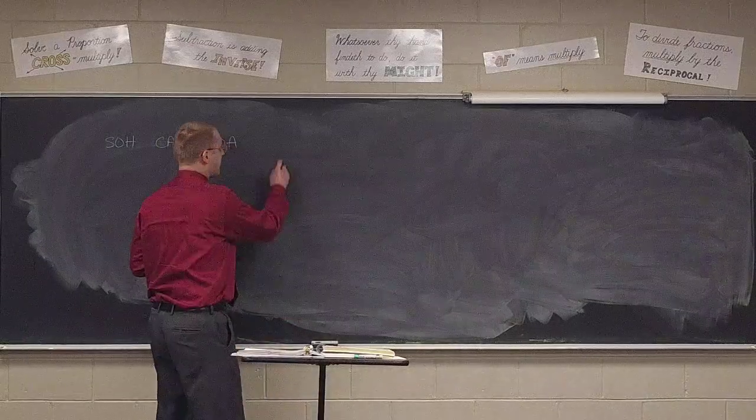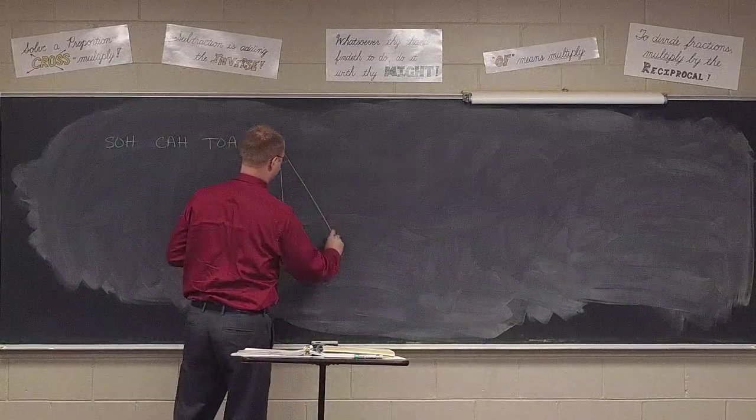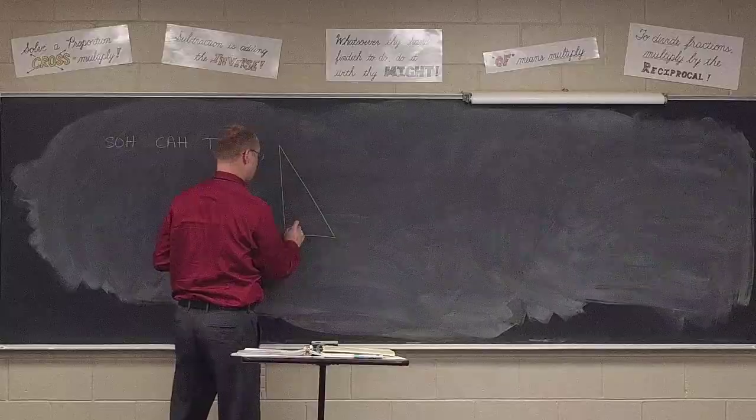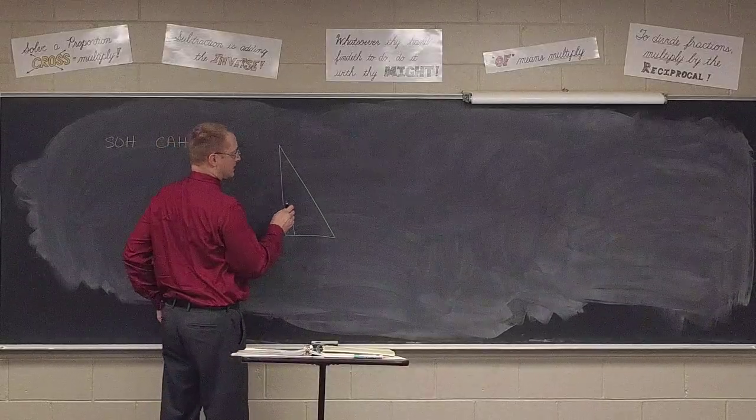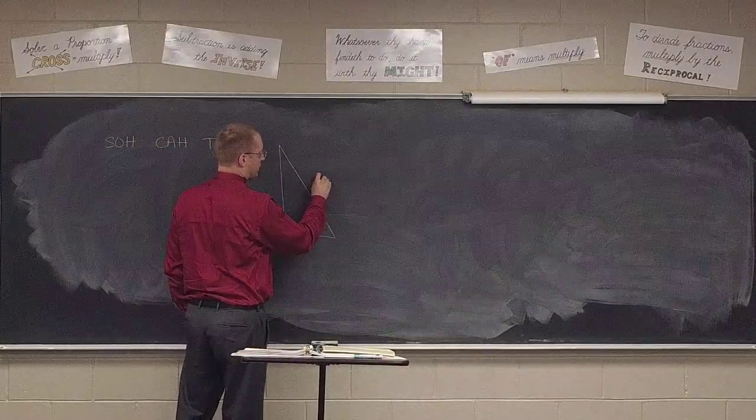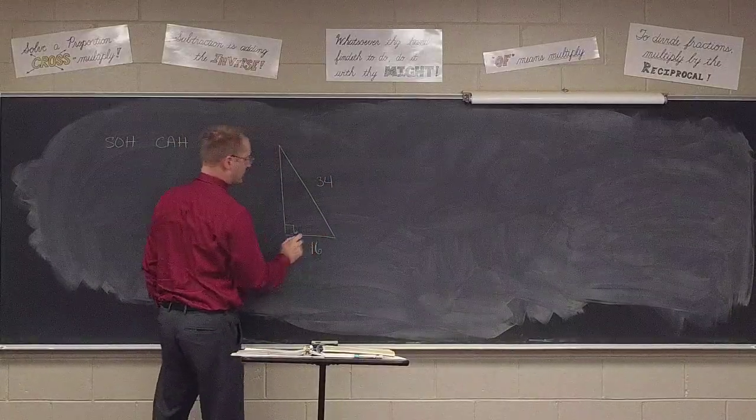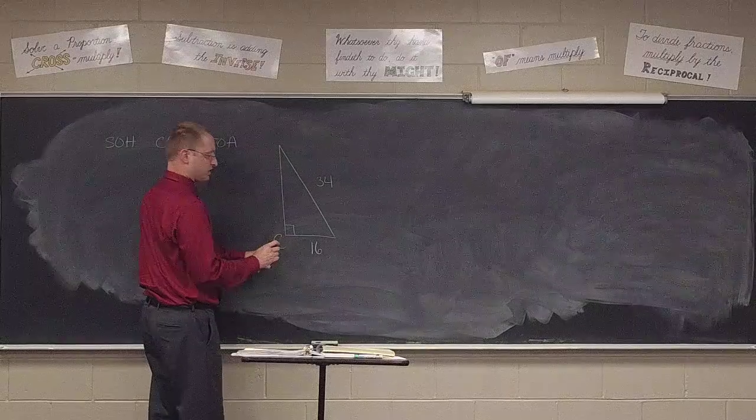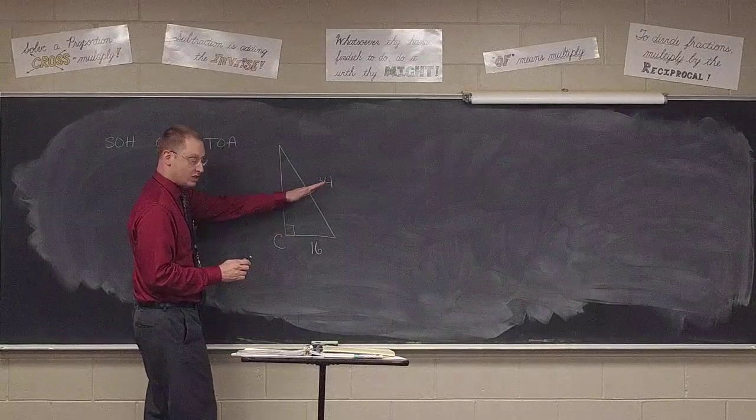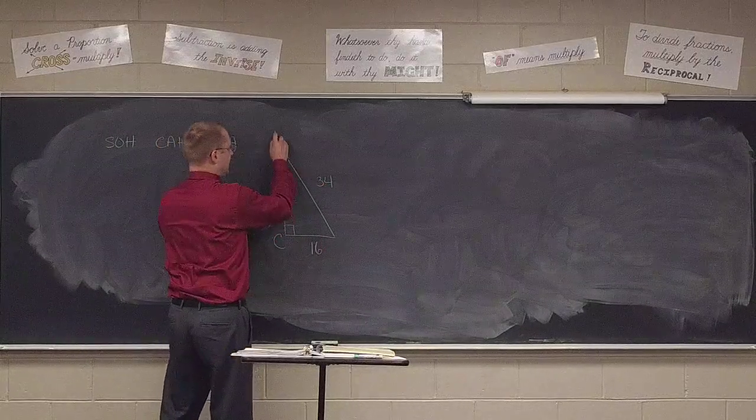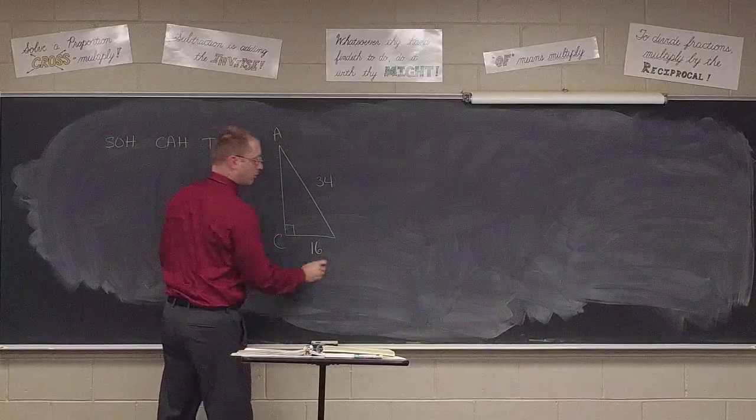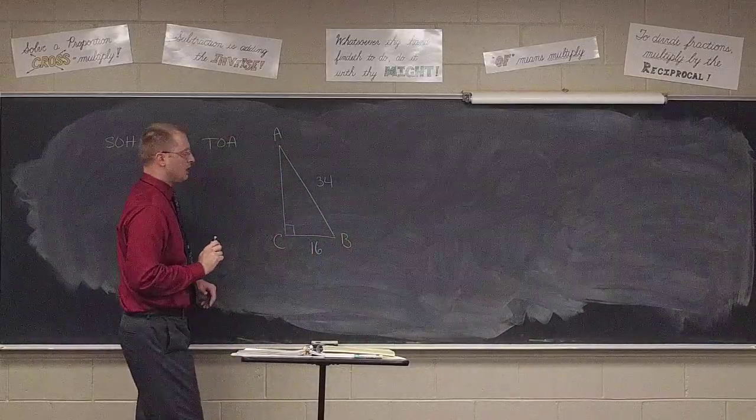Well, suppose I gave you this triangle here, a very tall, skinny triangle, and I told you that this length here is 34, and I told you this length here is 16. Let's call this right angle C, so this is side C. Let's call this angle A, so this is side A, and we'll call this angle B.